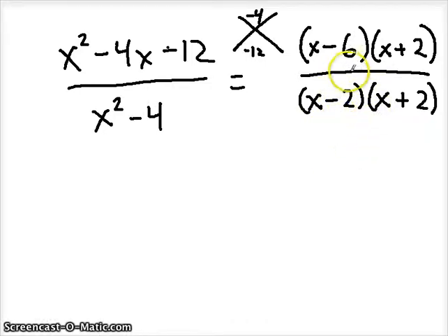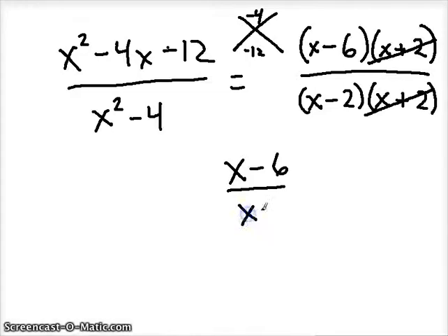So now that we finally factored both top and bottom, we cancel common factors. X plus 2 is on both top and bottom. We can just get rid of it, and our simplified expression is x minus 6 over x minus 2.